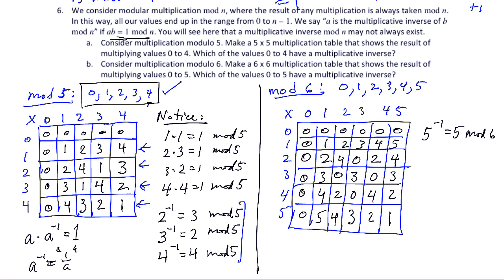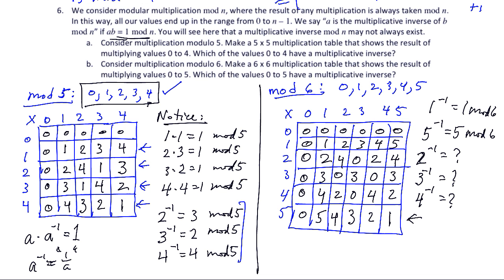But nobody else has a multiplicative inverse. 2, 3, and 4 don't. 1, of course, is always its own multiplicative inverse, no matter what the base is. But 2, 3, and 4 do not. Let me try to make that a little bit better. Okay. 2 to the minus 1, 3 to the minus 1, and 4 to the minus 1. They don't have multiplicative inverses. And the only one that does is 5.